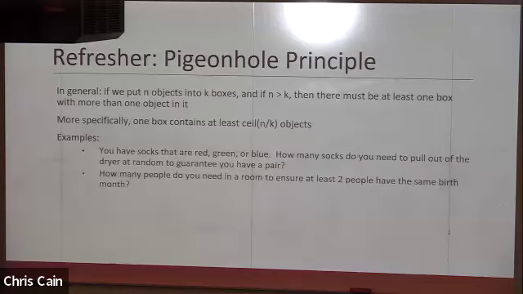How many people do we need in a room to ensure at least 2 people have the same birth month? 13. 13 people. Again, kind of a worst case. The first person's birthday is in January. The second person's birthday is in February. Third person's is in March. With 12 people, we end up with a person with each month. As soon as we put in that 13th person, they have to pair up with someone in the room. There's no 13th month. So 13 is the minimum number of people to have 2 people with the same birth month. How about at least 5 people sharing the same birth month?